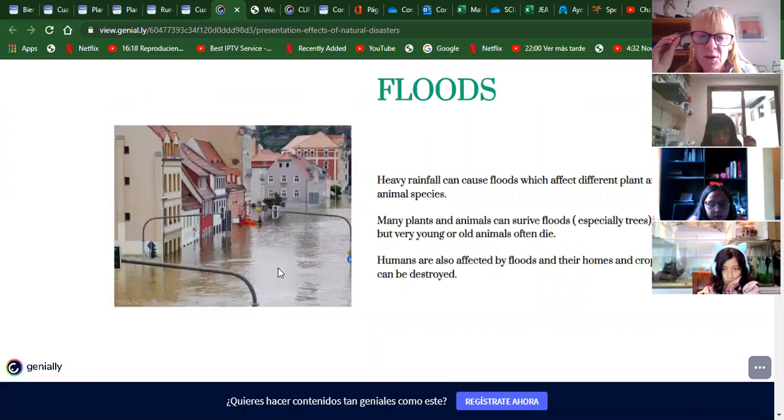Flood. A flood. Here's a flood. This is another natural disaster. Heavy rainfall can cause floods, which affect, obviously, not just humans, but affects plants and animals. When there are floods, plants and animals can survive, okay? Trees, especially, trees can survive. But very young animals or old animals don't. They cannot escape in time. They're very vulnerable. And as you can see in the picture, humans, we are also affected by floods. They can destroy our homes, destroy our jobs. It can cause a lot of damage to humans, flora, and fauna, okay?